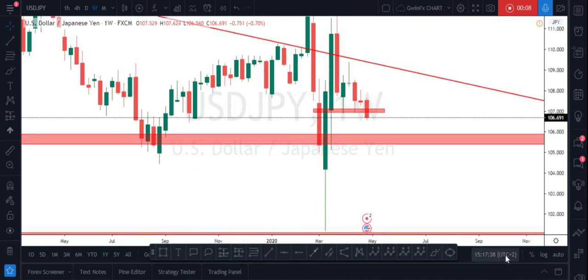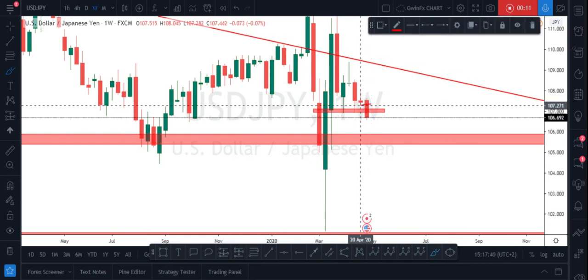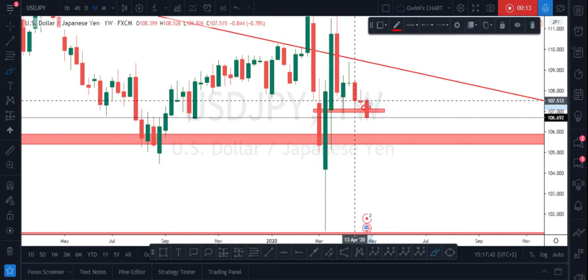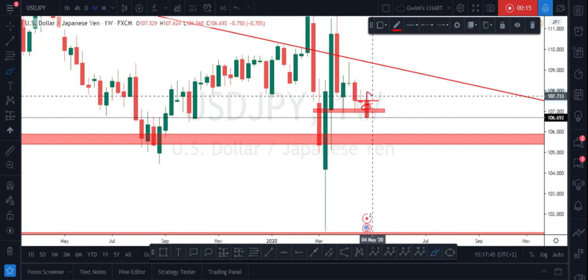We spoke about this pair when we had the market inside of this structure here, and we said that we wanted to see either a break above this structure to the upside or a break below the structure. Now the break has come.